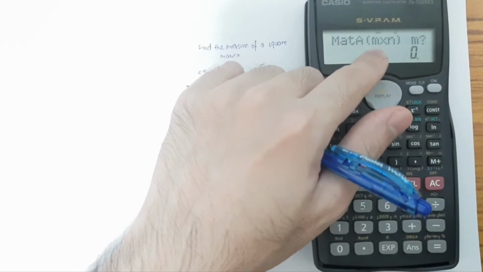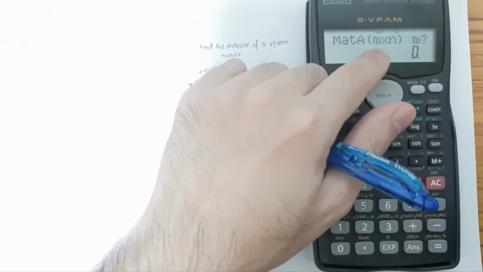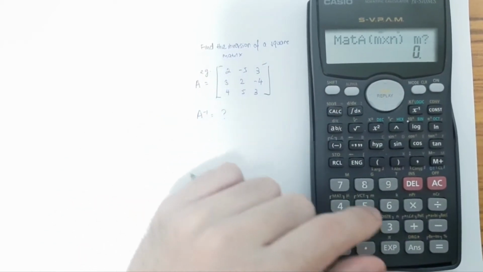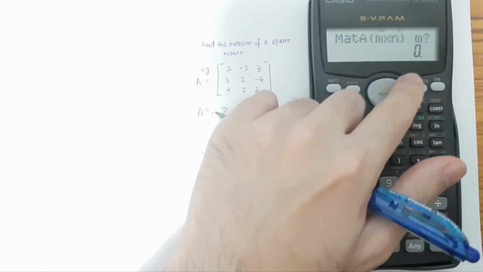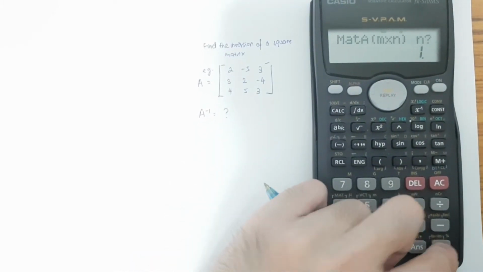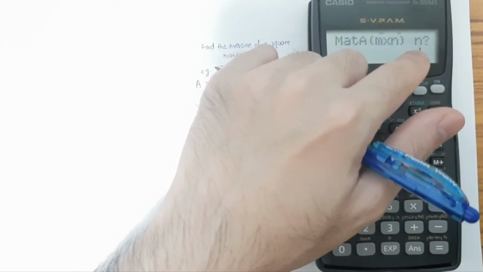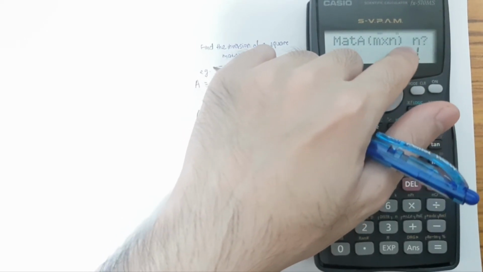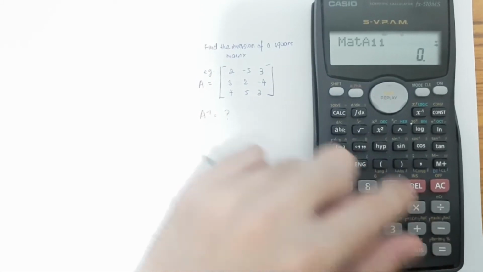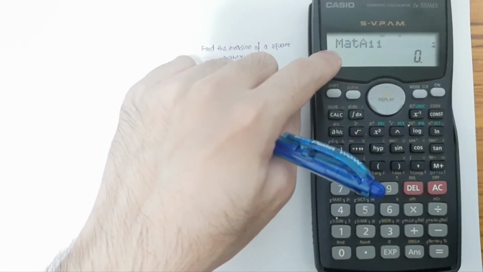Our matrix A is a 3 by 3 matrix. The M down here represents the number of rows of the matrix, while the N down here represents the number of columns. So our number of rows, represented by M, is 3, while the number of columns, represented by N, is also 3. And then we come into this page.